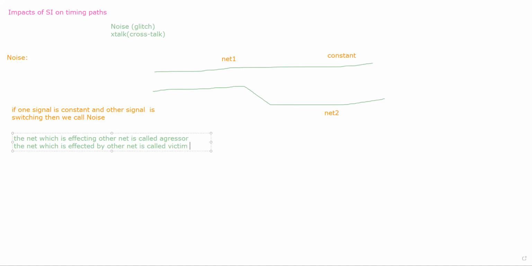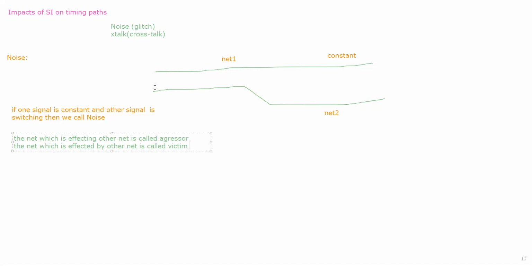Let's suppose we have two people. One has more energy and the other guy has less energy. If both are fighting, the guy who has more energy can beat the other guy and win. Similarly here, if one signal is constant and the other signal is switching, then we call it noise.